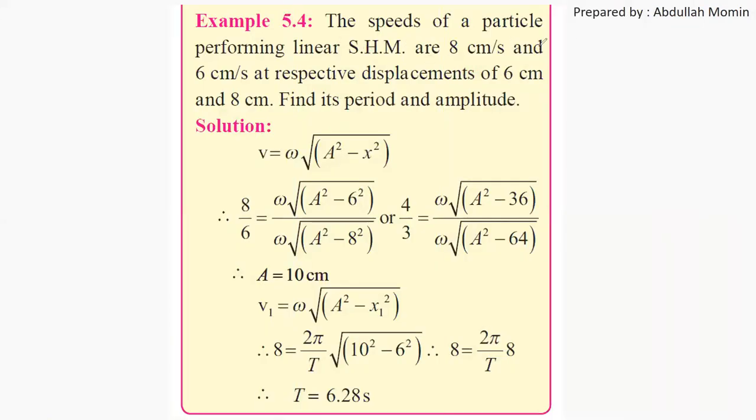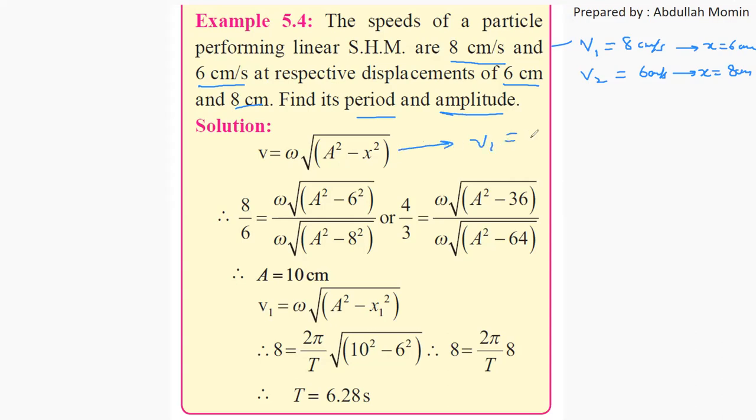Next numerical: the speeds of a particle performing linear SHM are 8 centimeter per second and 6 centimeter per second at respective displacements of 6 centimeter and 8 centimeter. So when the speed v1 is 8 centimeter per second, the displacement is 6 centimeter, and when the speed is 6 centimeter per second, the displacement is 8 centimeter. Find its period and amplitude.